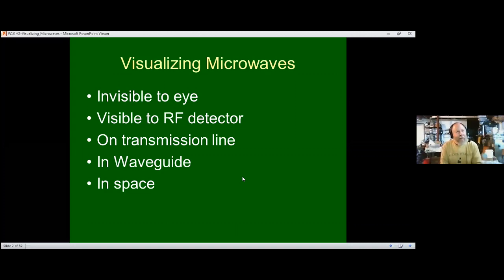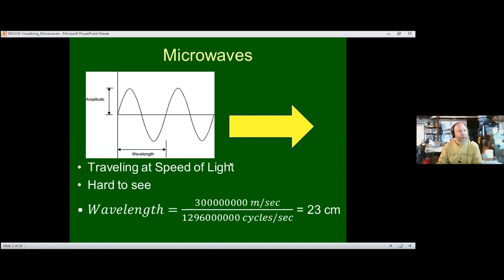We can see them on a transmission line, in a waveguide, or even in space. So the microwaves are traveling at the speed of light. So not only are they invisible, they're going by real quick. And we know that wavelength is 300 million meters per second divided by the frequency. If you're really anal, it's 299 point a lot of decimal places.